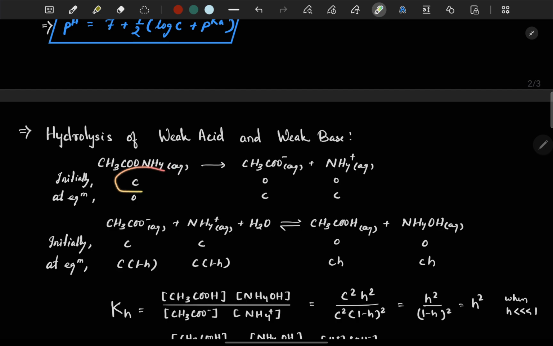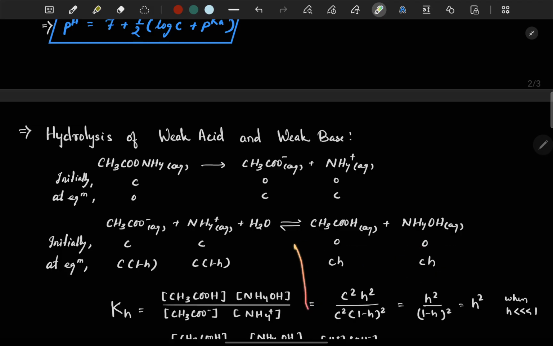So if we dissolve a concentration C, it will produce C concentration of acetate ion and C concentration of ammonium ion. But here both ions will interact with water to produce weak acid and weak base respectively. So when acetate ion and ammonium ion interact with water, it will produce acetic acid and ammonium hydroxide. If the degree of hydrolysis is h, this will be C(1 minus h), and again this will be C(1 minus h), and the amount of acetic acid and ammonium hydroxide will be Ch.